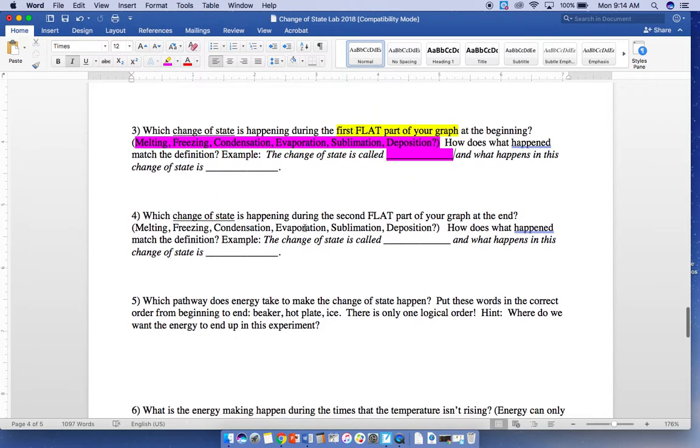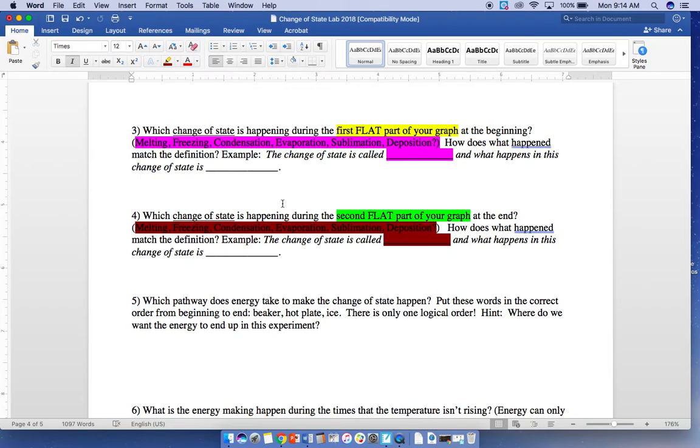Now, question number 4 is just like question number 3, but notice what's different about it. Which change of state is happening during the second flat part of your graph? I'm going to highlight this in green because this is a little bit different. We have the same six choices. How does what happened match the definition? And then, same 6 words. I'm telling you right now, it's going to be a different word though. So I'm going to highlight in a different color, and then that matches up with this blank right here. And what happens during that change of state, so we can connect it to the science.